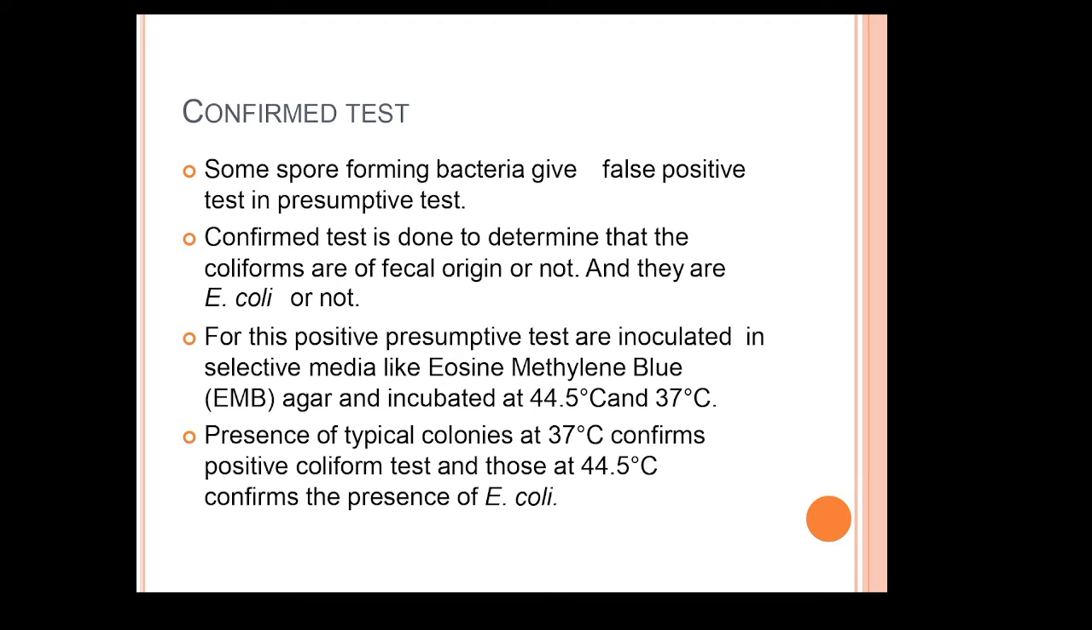Next, confirmed test. Some spore forming bacteria give a false positive in the presumptive test. The confirmed test is done to determine whether the coliforms are of fecal origin or not, and whether they are E. coli or not. For this, positive presumptive tubes are inoculated in selective media like EMB agar and incubated at 44.5 degrees Celsius and 37 degrees Celsius. Presence of typical colonies at 37 degrees Celsius confirms a positive coliform test, and those at 44.5 degrees Celsius confirm the presence of E. coli.